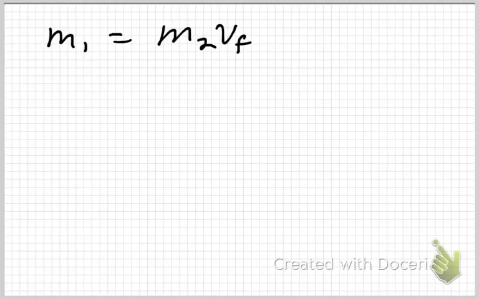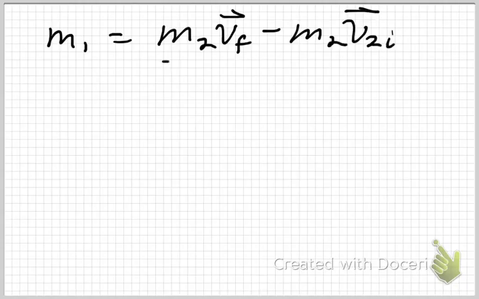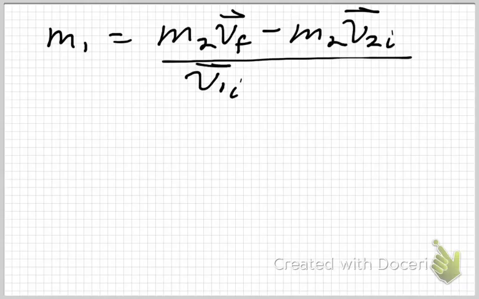So I'm going to end up dividing by that quantity, so I end up with mass 1 equals mass 2 velocity final minus mass 2 velocity 2 initial, which I remember from the other screen. And here I will have velocity 1 initial minus velocity 1 final. So there it is.